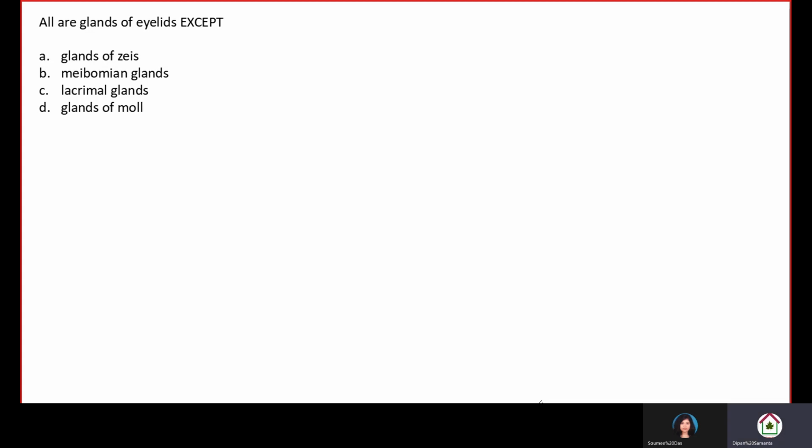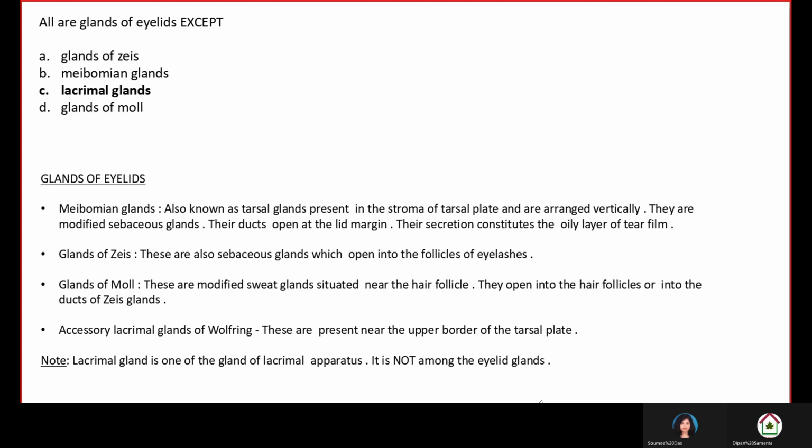These are glands of the eyelids except: glands of Zeis, meibomian glands, lacrimal glands, and glands of Moll. And the answer will be lacrimal glands.